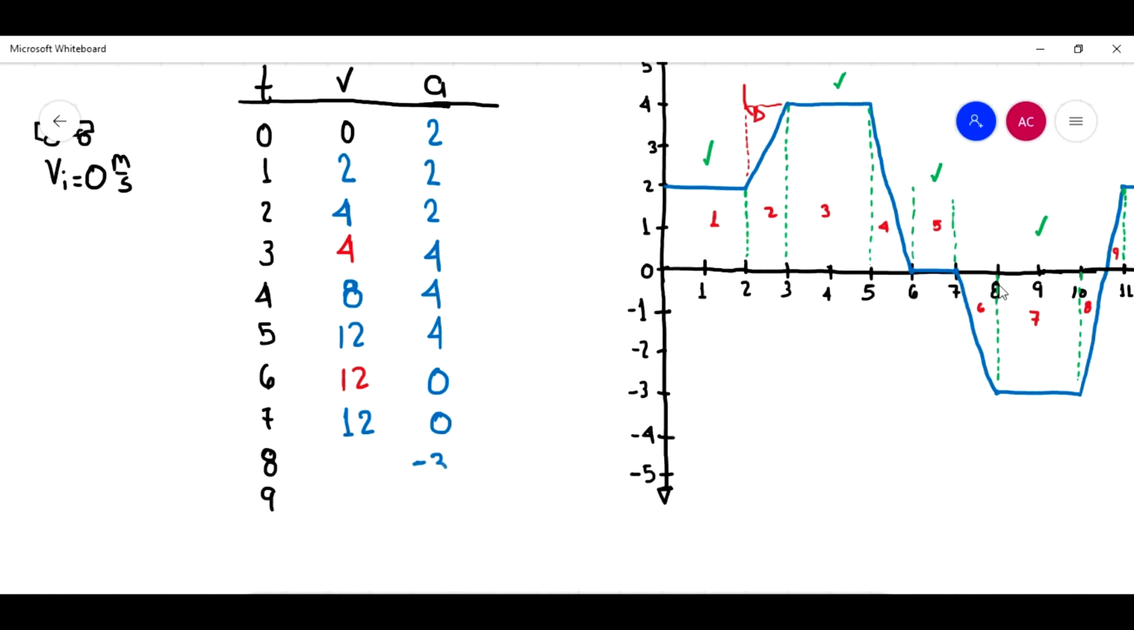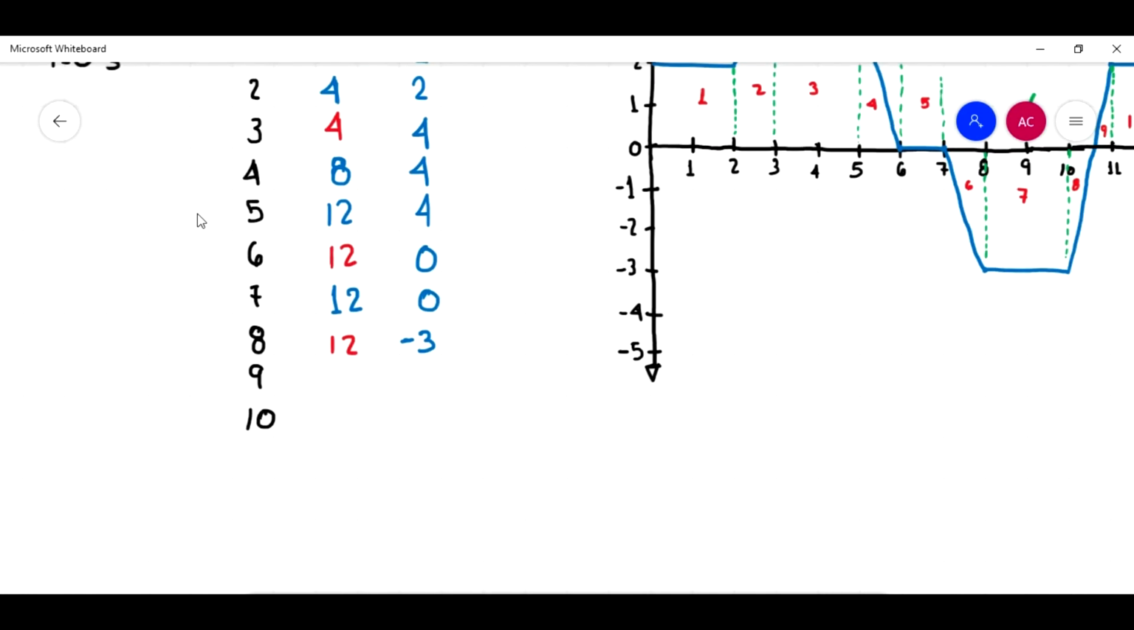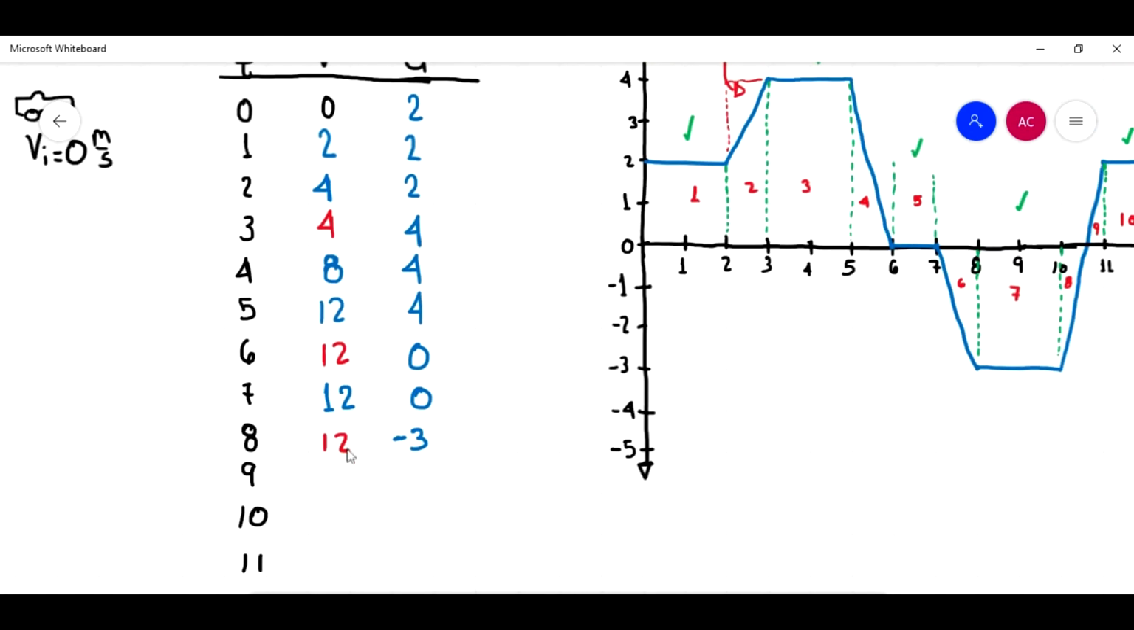So now it's negative. But there is a jump. Okay, so I'm going to write again 12 in red. I know that is not correct, but I use it just to continue with this visualization. So now in the 9th second, for example, the acceleration is -3. So that means that the velocity is going to decrease 3 meters per second each second. So this velocity now is not 12, now it's going to be 9 because it decreased the velocity, okay?